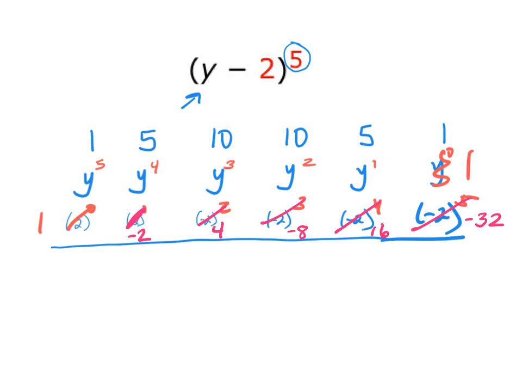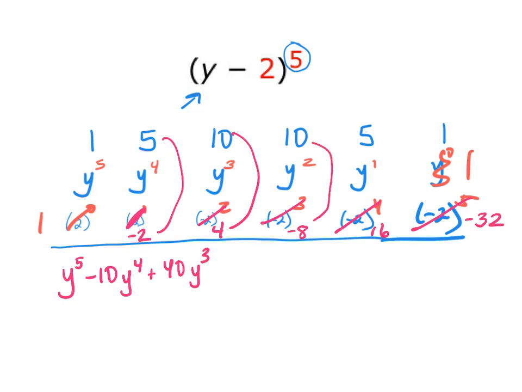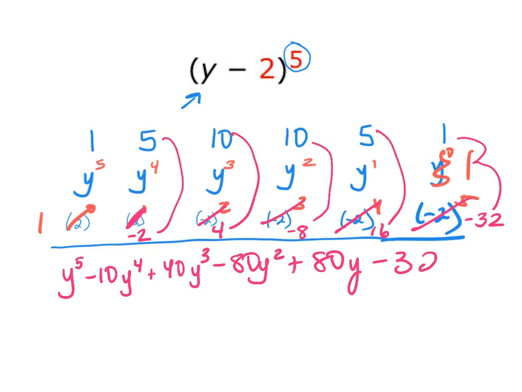So now all you're doing is just multiplying down. 1 times 1 times y to the fifth is y to the fifth. 5 times -2 is -10, and then you have y to the fourth. See that? 10 times 4 is +40, then you have y to the third, sorry. 10 times -8 is -80, y squared. 5 times 16 is +80, and then you just have a y. And then 1 times 1 times -32 is -32.